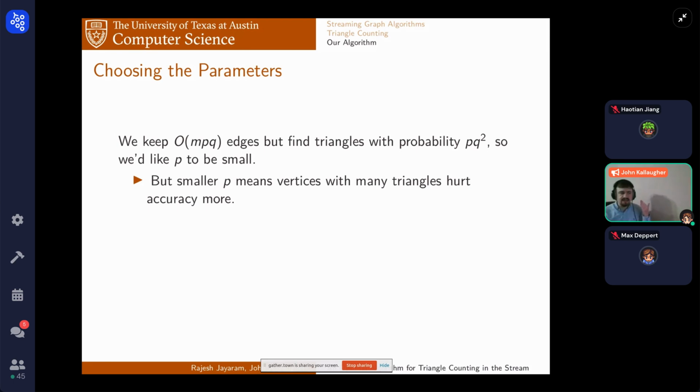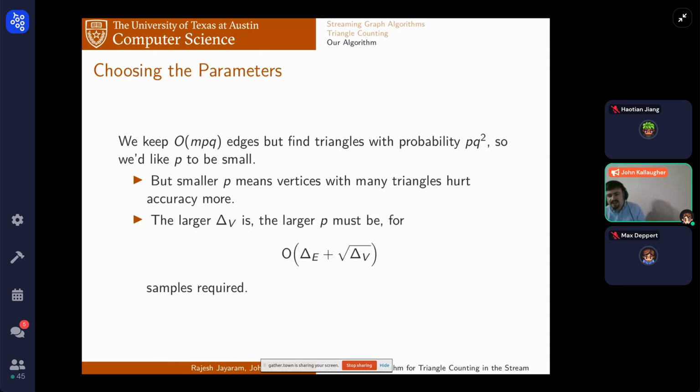But the problem is, and this is where the lower bound in terms of delta v comes in, the smaller p is, the more it matters whether or not you sample any given vertex that has many triangles associated with it. And so the larger delta v is, the larger you have to set p to be, so the less efficiently you use your space budget. And setting p and q appropriately therefore gives you this delta e plus square root delta v sample count that you require.